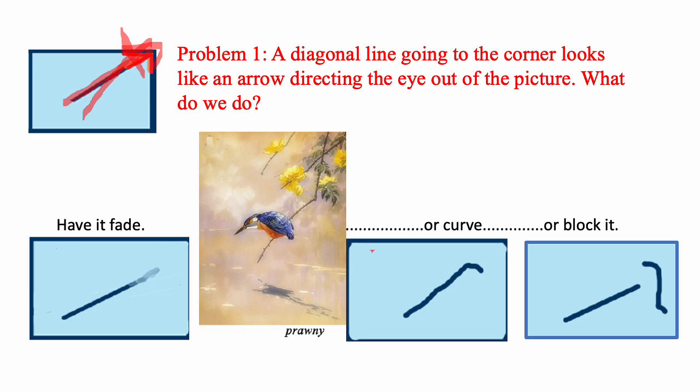And how do you do that? Well, you could have it fade before it ends, or have it curve, or block it with something. And you can see that this shadow would reach the corner if it didn't fade, and this one would reach the corner if it didn't curve.